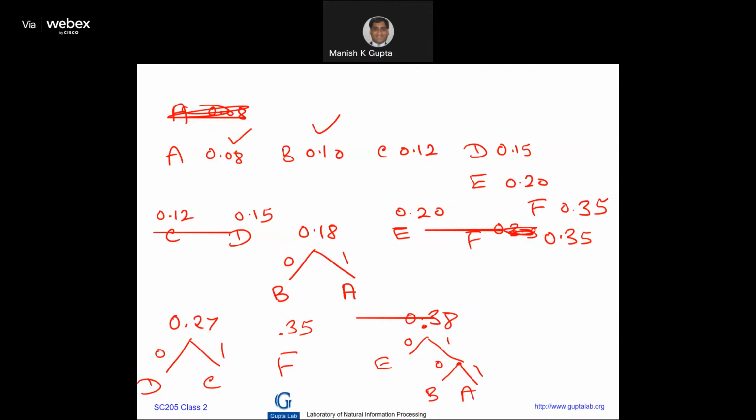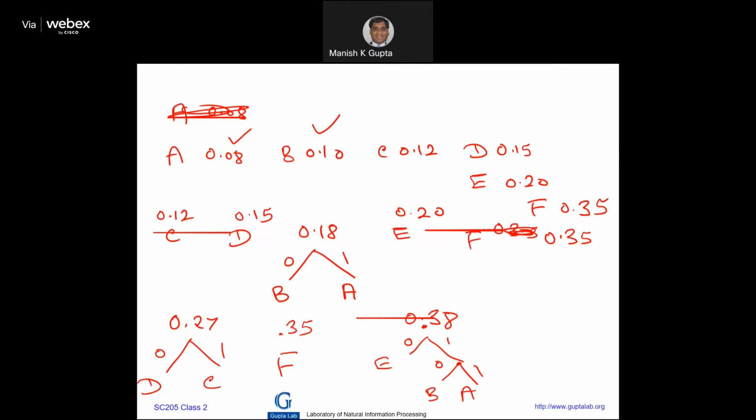So basically, C and D combined give us 0.27. F is the next one, the highest one, 0.35. And then E I am also combining with A and B. So I am forming the next step. You can see that 0.18 and 0.20 make 0.38, which is here. We form the tree in the same manner. Now from this step 3, there are three trees: one with 0.27, another with 0.35, and another with 0.38. What do you think could be the next step here?